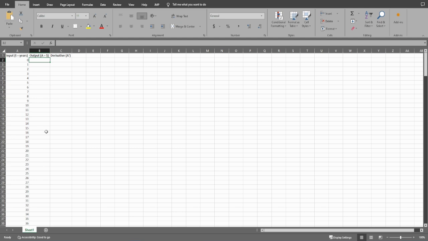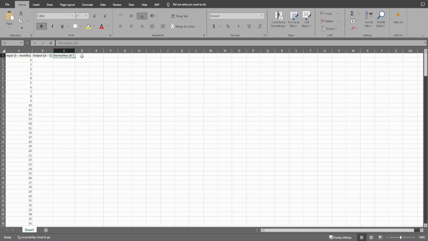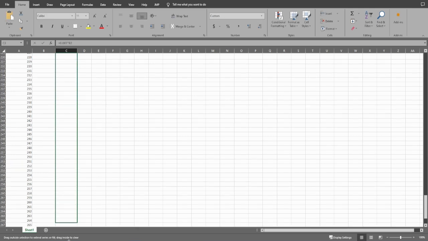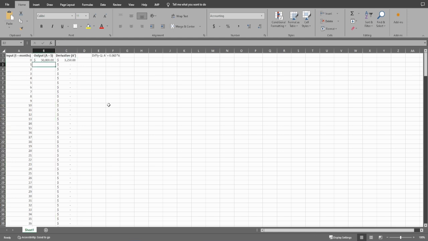At time 0, that's when we actually take out the loan. So let's say the loan is $50,000. So you'll be putting $50,000 in this first cell for the output. Now what's the change in that output going to be? That's where we refer to our differential equation. A prime here is 0.065 times the output cell here. So we can drag that formula all the way down the column because it's going to stay the same.